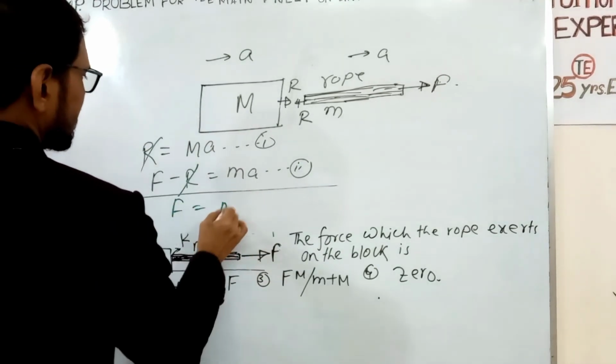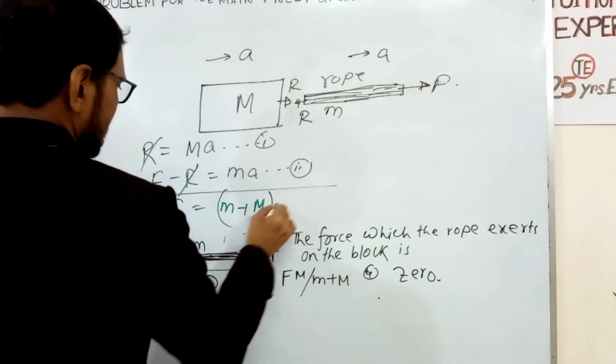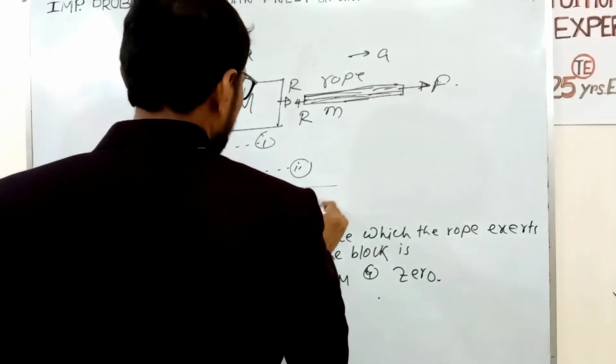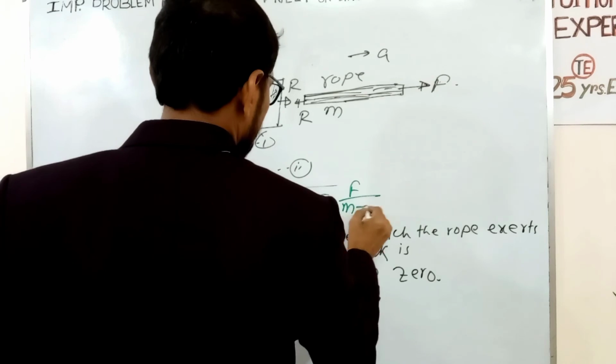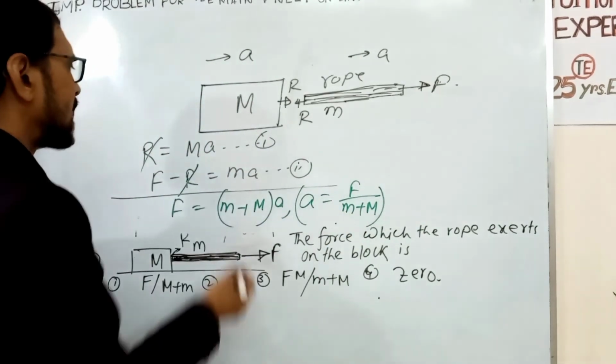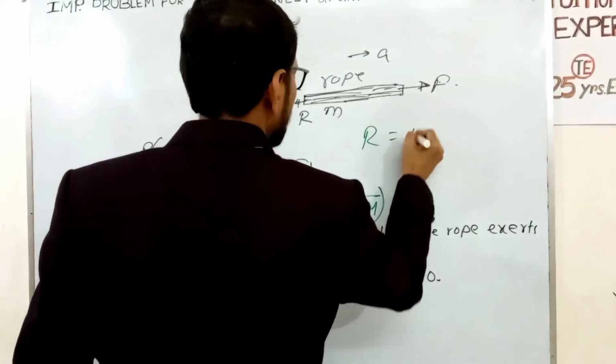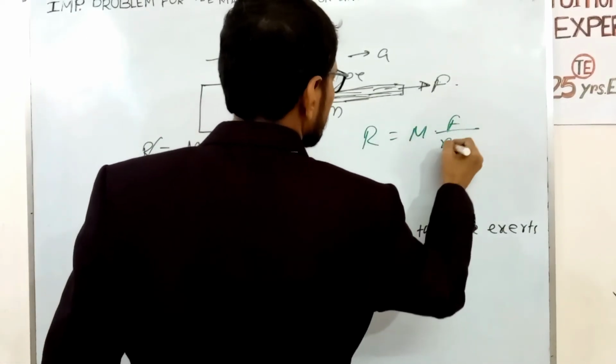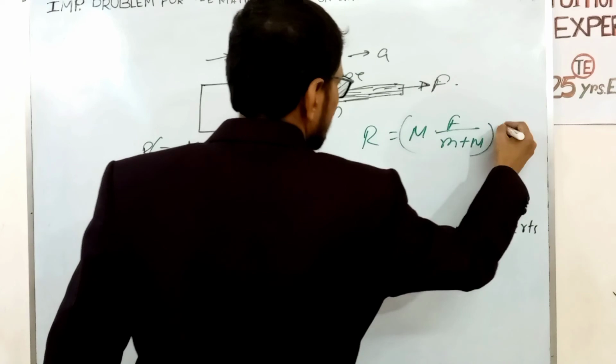So A equals F by the total mass. This is the acceleration. Now R will be m into A, which is this. So this is the answer.